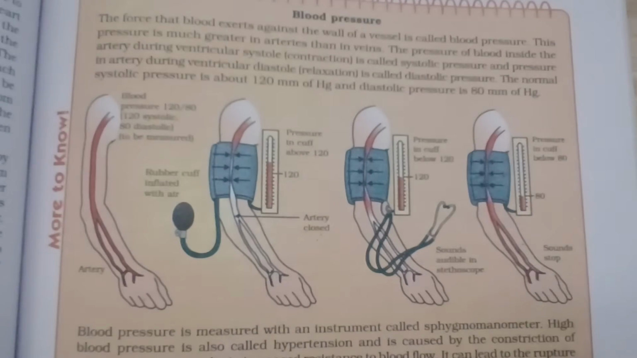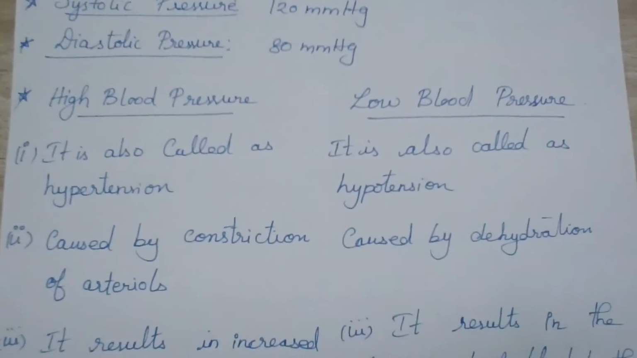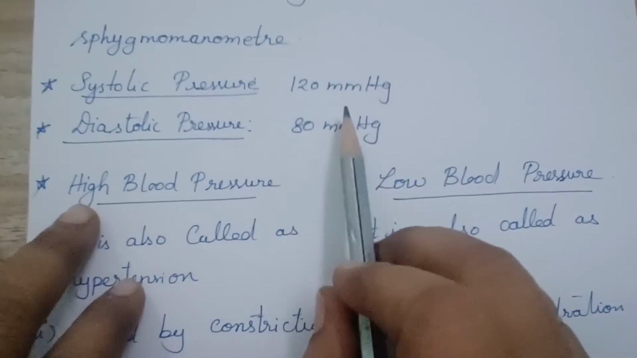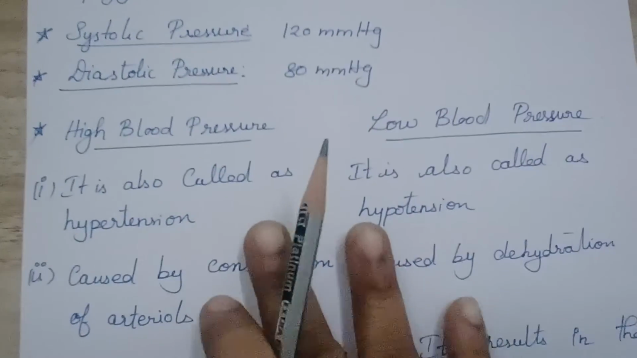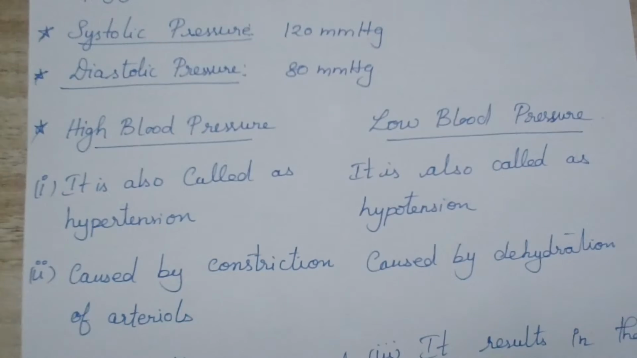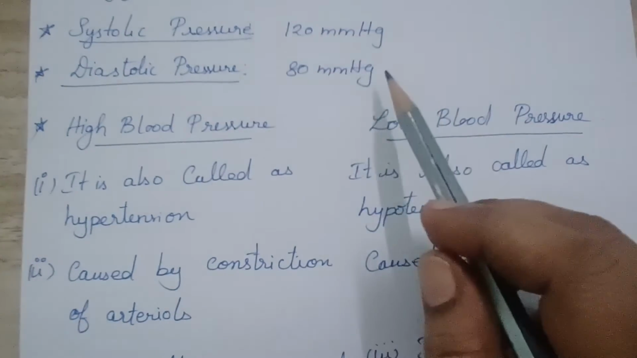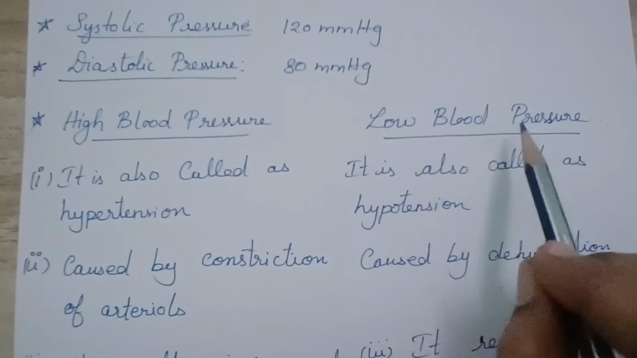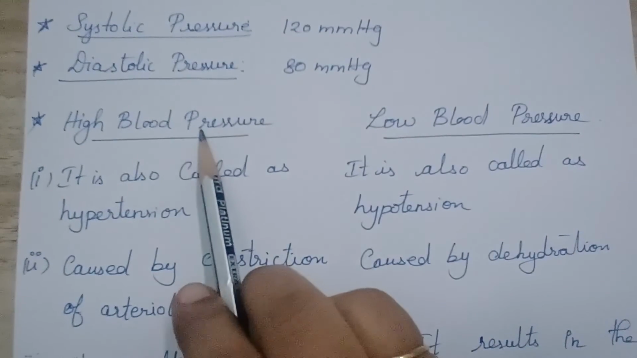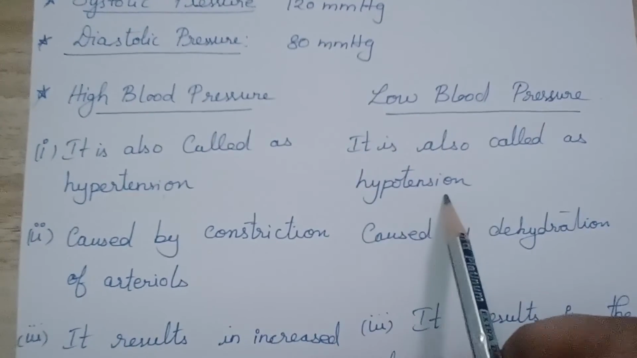Next, we have said systolic pressure should be 120 millimeters of mercury and diastolic should be 80 millimeters of mercury. What happens if it is greater than 120 millimeters of mercury? That is called high blood pressure. What happens when it is less than 80 millimeters of mercury? It is called low blood pressure. Clear on this? High blood pressure is otherwise called hypertension. Low blood pressure is otherwise called hypotension.